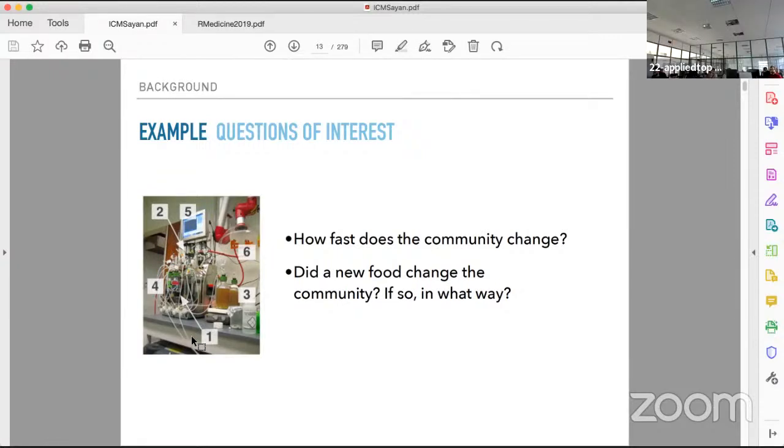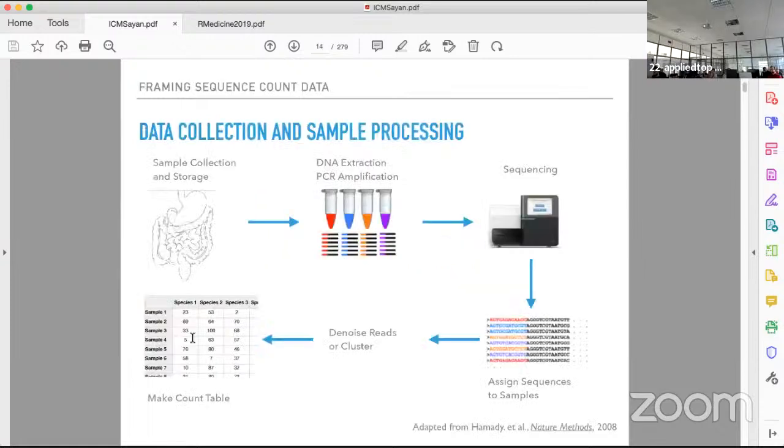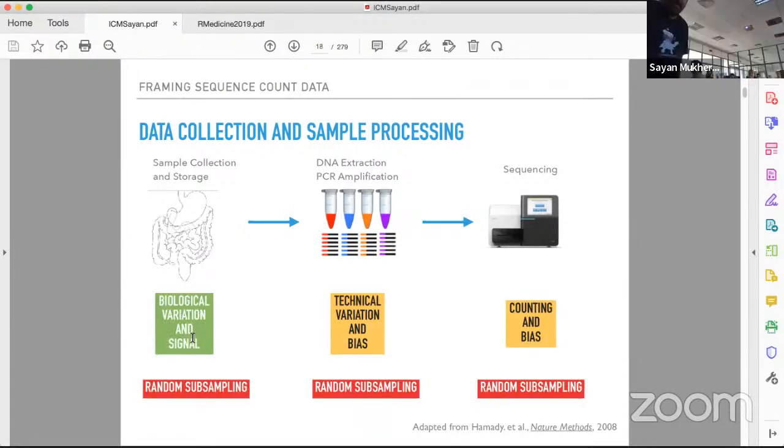How often should we sample? What is biological change versus technical change? Right? You can start thinking about these questions. And one of the things that I want to highlight is that there's this entire process. You get your data, you're doing some chemistry, then there's some sequencing happening, then you have to assign these sequences to what taxa you think they belong to, you denoise these, and then you get these counts. And these counts have a lot of steps that are making things noisy, right?